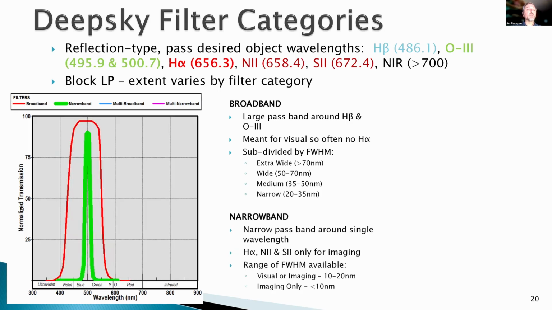Narrowband filters have a single passband located at one of the desirable wavelengths for nebula emissions. They are available in a range of bandwidths, with filters in the 10 to 20 nanometer wide range being suitable for visual or imaging use, and those narrower than 10 nanometers being suitable for imaging only.